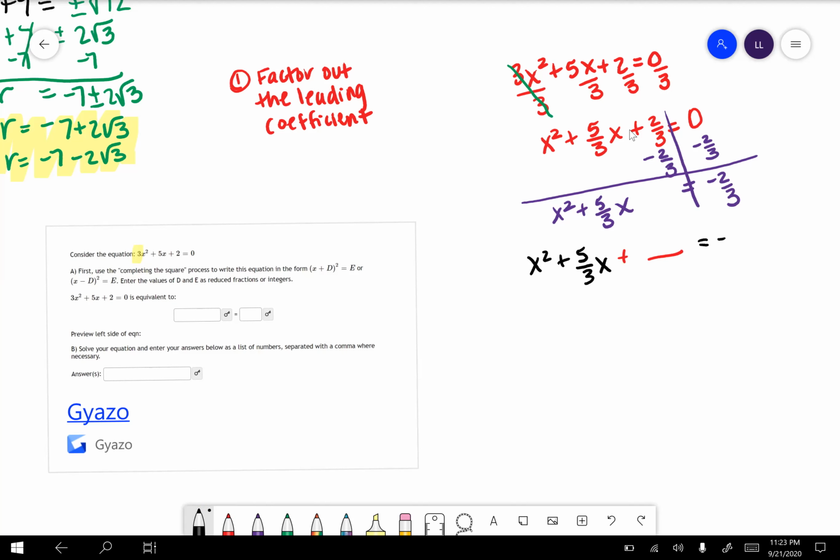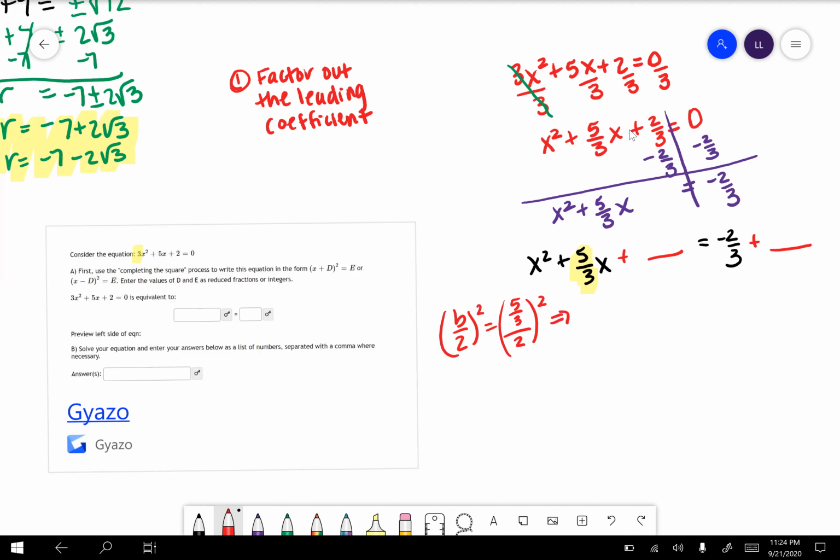Remember, whatever I do to one side, I have to do to the other. So if I add something on one side, I've got to add it to the other side. So here we go. To add to the other side, we're going to do b over 2. So what's our b? 5/3. So b over 2 squared is going to be 5/3 over 2, squared. Remember last time we had a fraction and it turned out to be a decimal, right? We didn't want that to happen. So we had to work it out by hand to get the fraction. So that's what we're going to have to do here, okay?